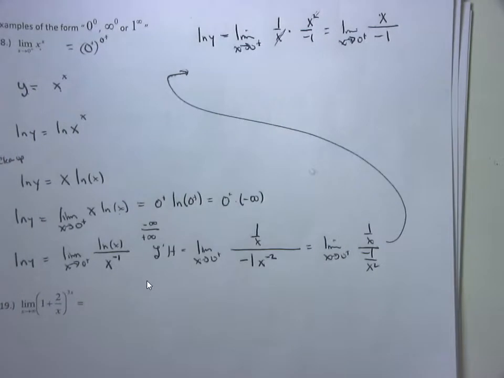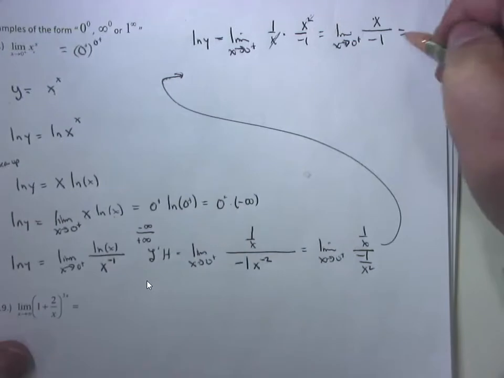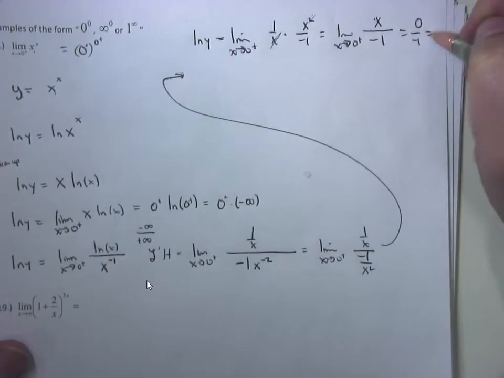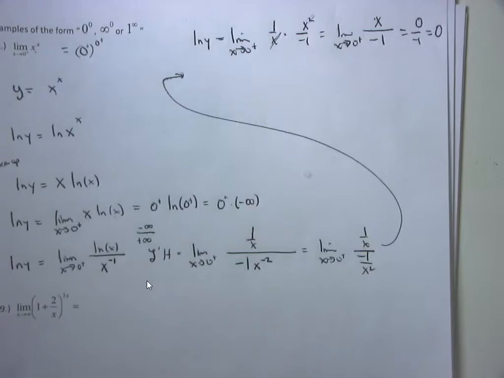Now, plug in your number. What's the limit as x approaches 0 of x divided by negative 1? 0 over negative 1, which makes the answer what? 0. But that ain't my answer.